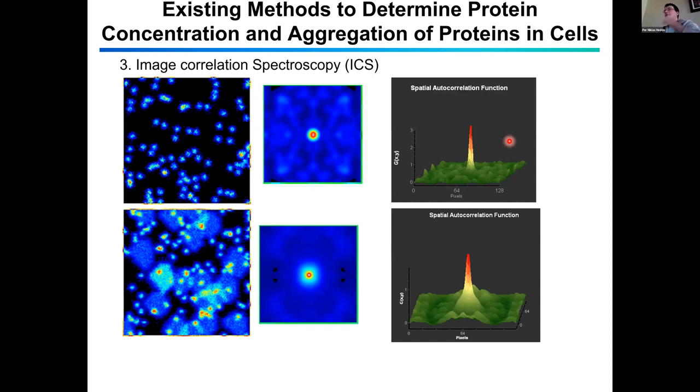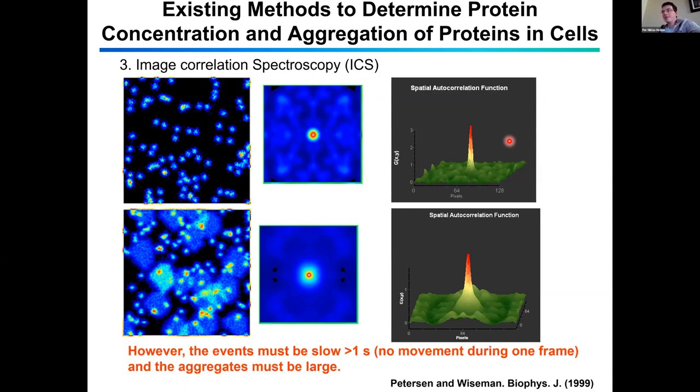Another alternative is image correlation spectroscopy, ICS, but this will only work if you have spatially well separated aggregates and if they move slowly. If they move fast, it will be difficult to apply this method.